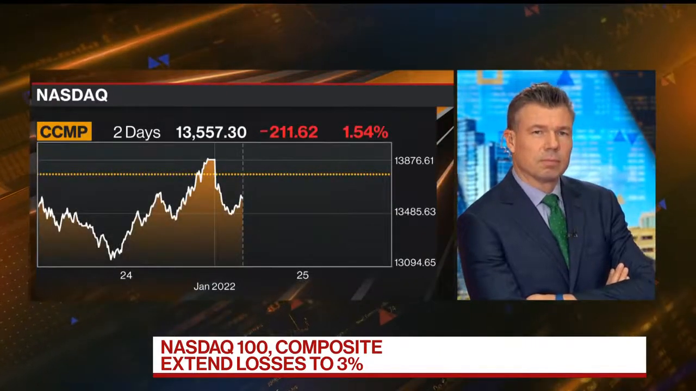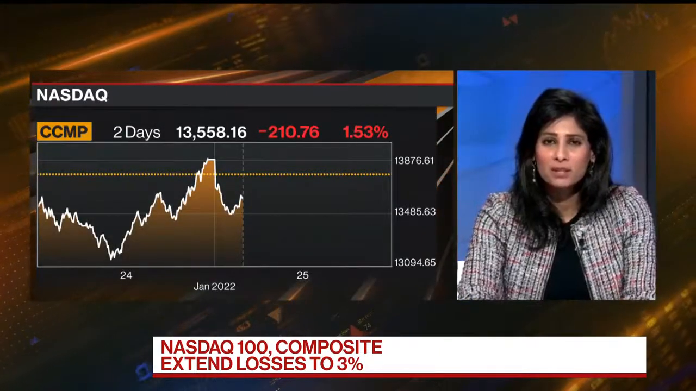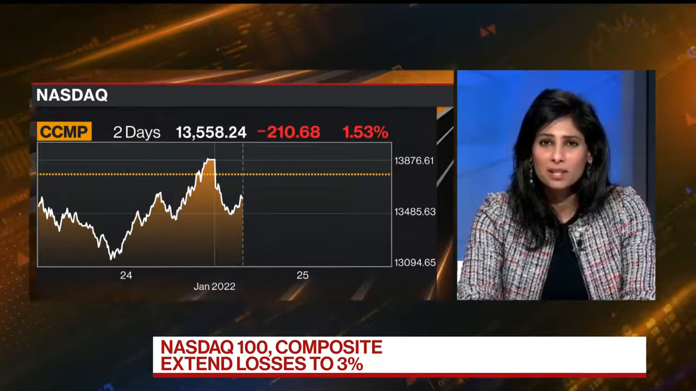Gita, what is your view on the word transitory? Is it useful? Well, I think it's become confusing for people because some people think transitory means literally a very quick up and down. But what we've seen is inflation has gone up quite a bit, and it has persisted for longer. So our projection is for inflation to come down through much of this year, for instance, for the US, but it stays elevated.